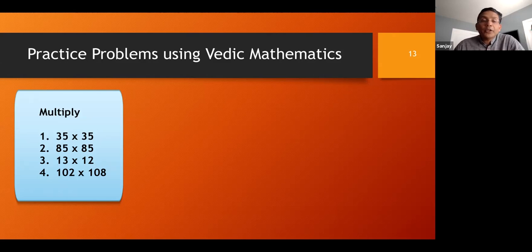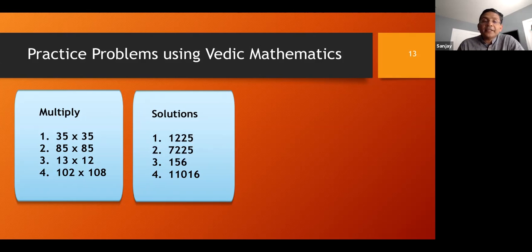Your 102 and 108 will be plus 2, plus 8. It will be 16 on the right side, and 110 on the left side, which is 11016, right? So those are your answers.